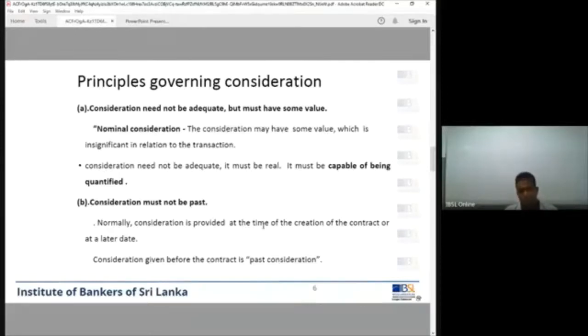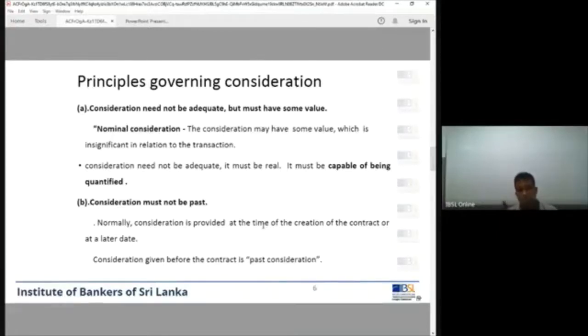Now, for example, we take the same transaction. We come into a contract, or I sold the vehicle, but he only paid 1,000 rupees. So it has a value, but it is not adequate, and that value paid by my friend is not sufficient also. So it's just a nominal consideration, just a value, but it's nominal. Therefore, that type of consideration is called a nominal consideration.